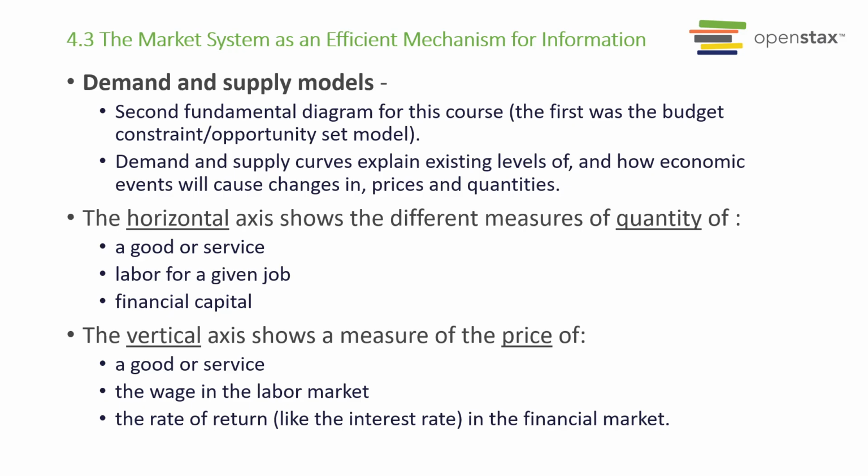Okay, so just a summary for demand and supply models in general. On any demand and supply model, the horizontal axis shows the different measures of quantity of either a good or a service, labor for a given job, or financial capital. And the vertical axis usually shows the price of that good or service, the price of labor, which is the wage, as we talked about, and the price of financial capital, which is the rate of return, like the interest rate.